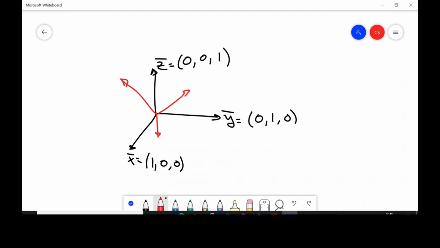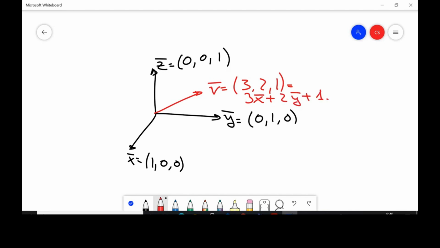So now let's say that, okay, let's remove this. Let's say that we have a vector that is our color vector. Let me call it some letter V. So V, let's say that it is 3, 2, 1. So that means that it is 3 times x plus 2 times y plus 1 times z.